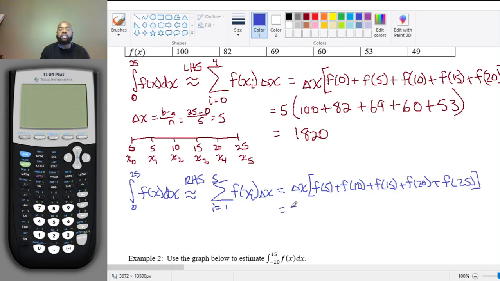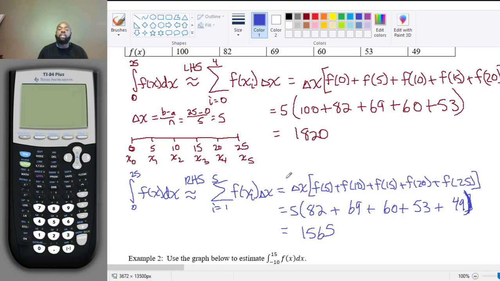All right, my delta x is 5, and my other values are in my table. f of 5 is 82, f of 10 is 69, f of 15 is 60, f of 20 is 53, and f of 25 is 49. I used a parenthesis to open that, so I'm going to close it with a parenthesis. And when we're finished doing that, we get 1565.